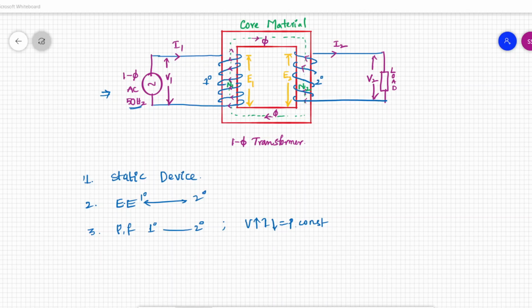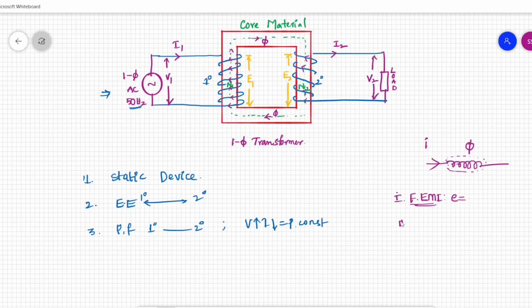Whenever AC current flows through a coil or inductor, it is an AC current, so this current will induce some flux in this coil, which is given as phi. Due to this phi, according to Faraday's law of electromagnetic induction, whenever there is a rate of change of flux in a coil, there will be an EMF induced in that coil. This is Faraday's first law.